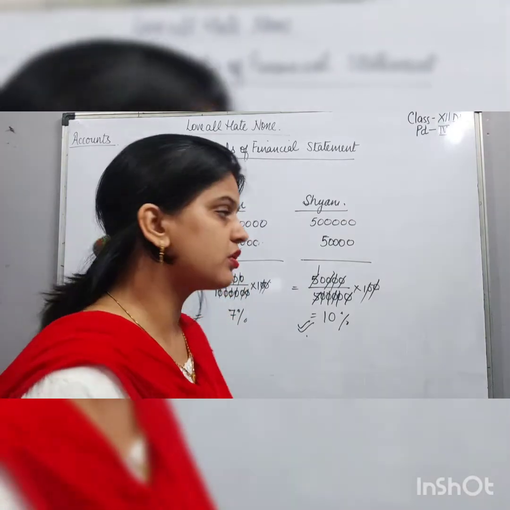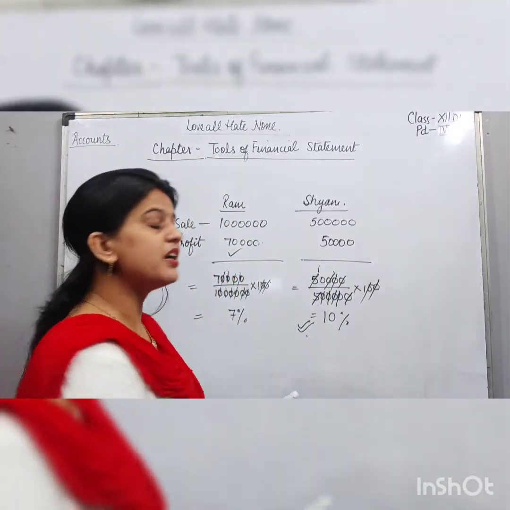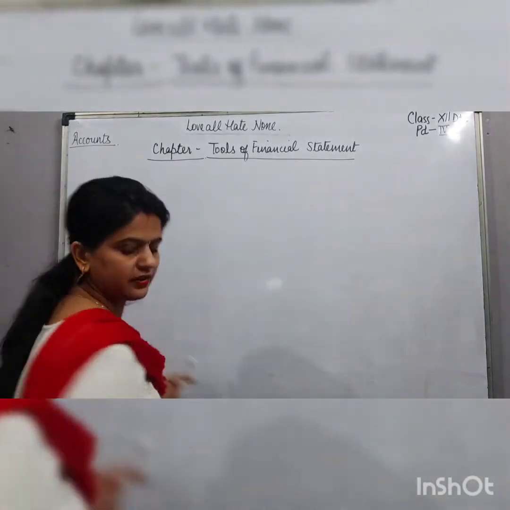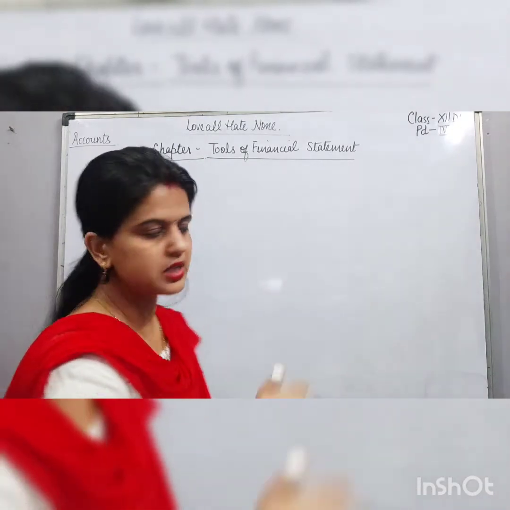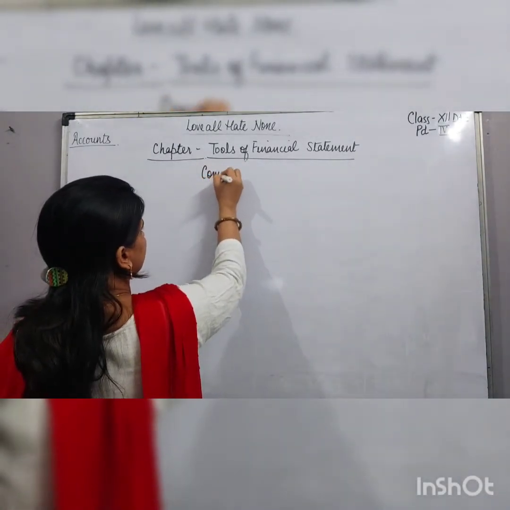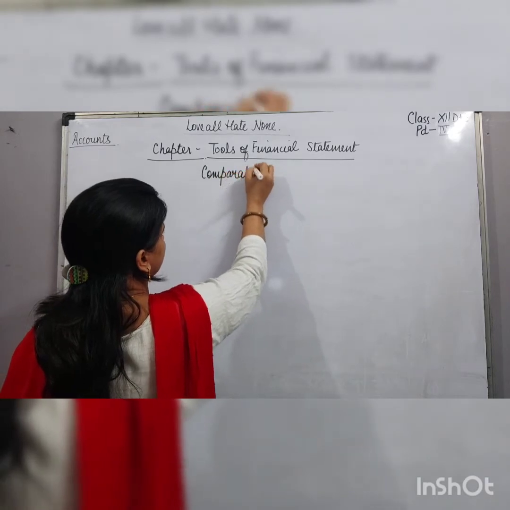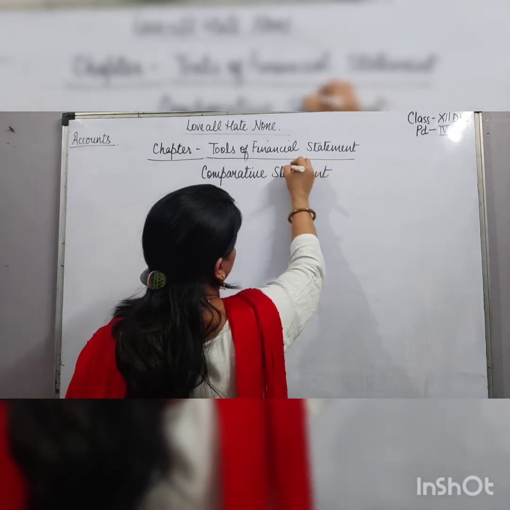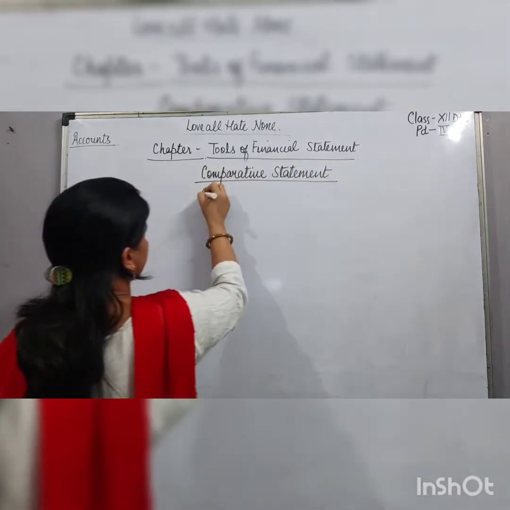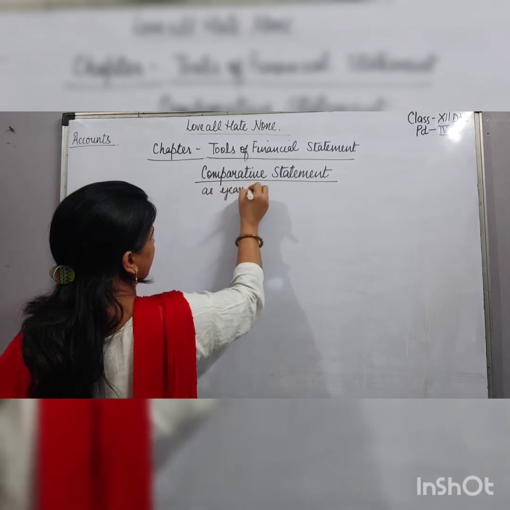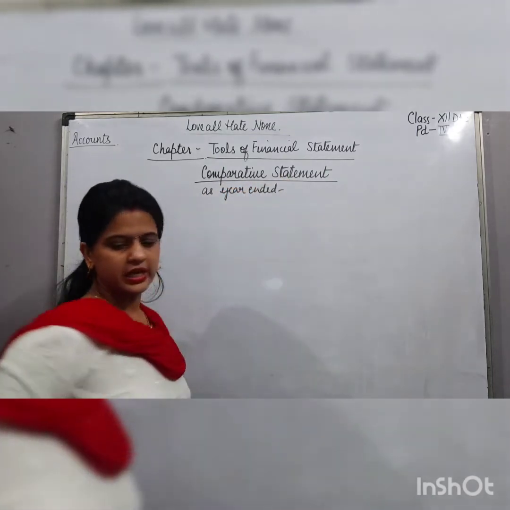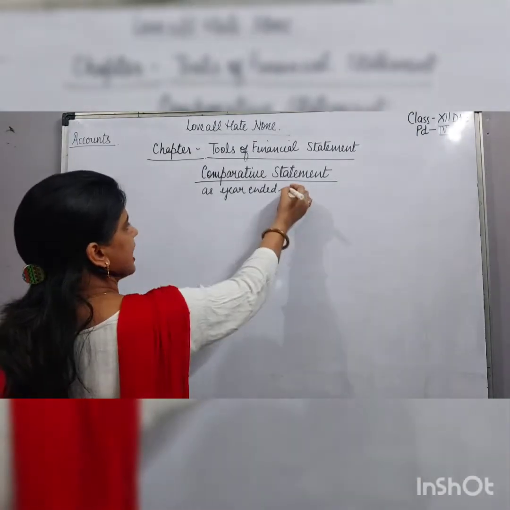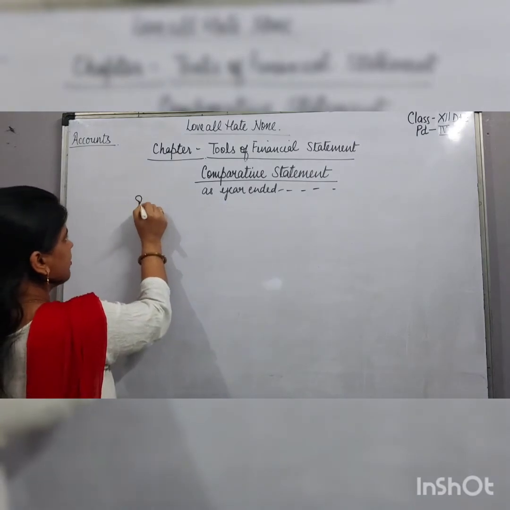Now we are going to discuss the comparative statement format. What is the format of a comparative statement? First we have to write here comparative statement. Here we will write year ended, and here 31st March, and whatever is given in your question, we have to write. Now particulars.